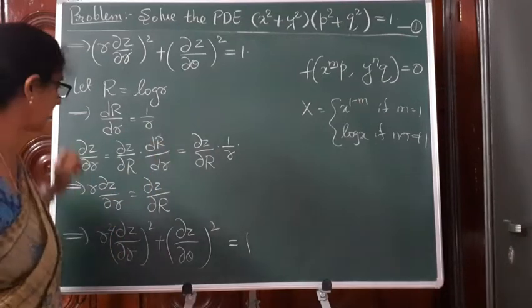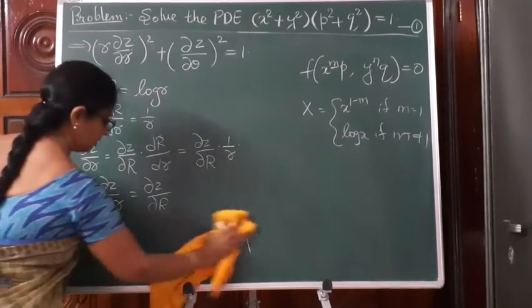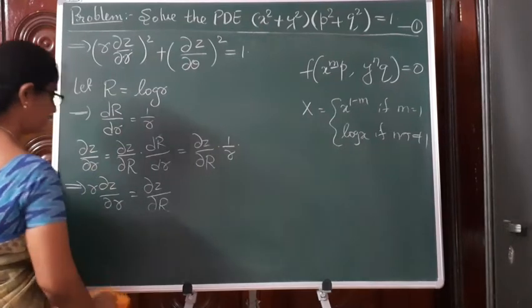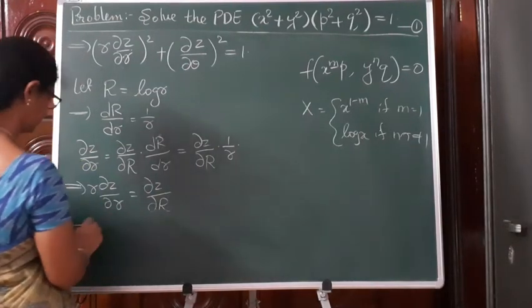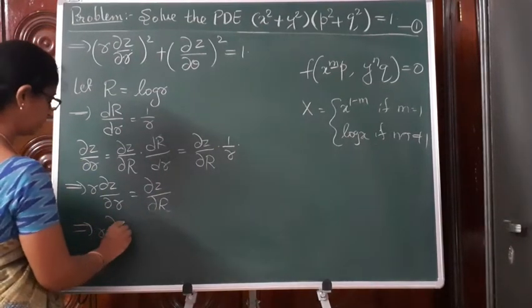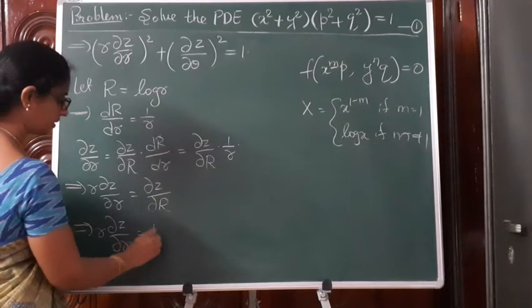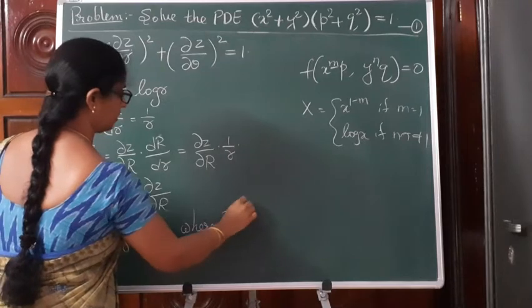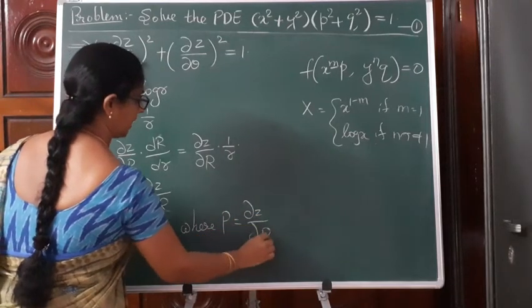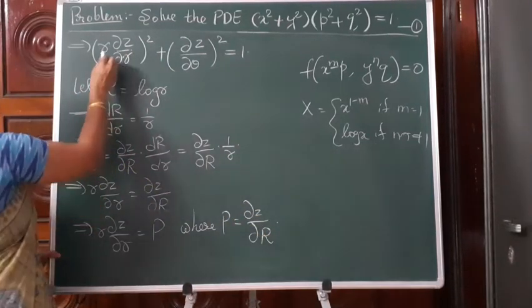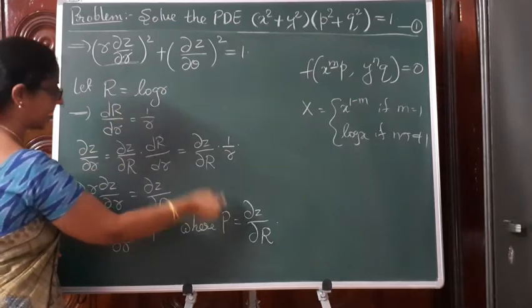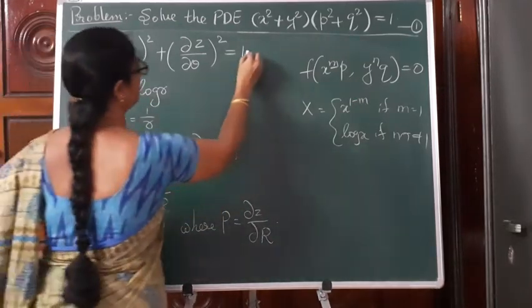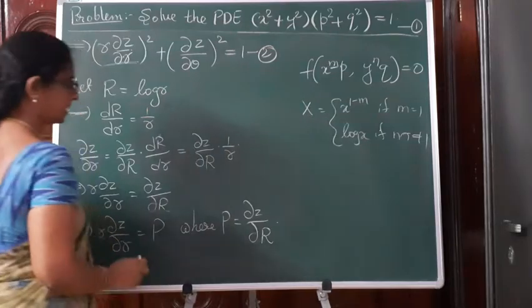You can call dou z by dou capital R as P. So I write r into dou z by dou r is equal to capital P, where I take capital P as dou z by dou capital R. Now substitute r into dou z by dou r as capital P in this equation. Let us call this equation as 2. Now substituting in 2.